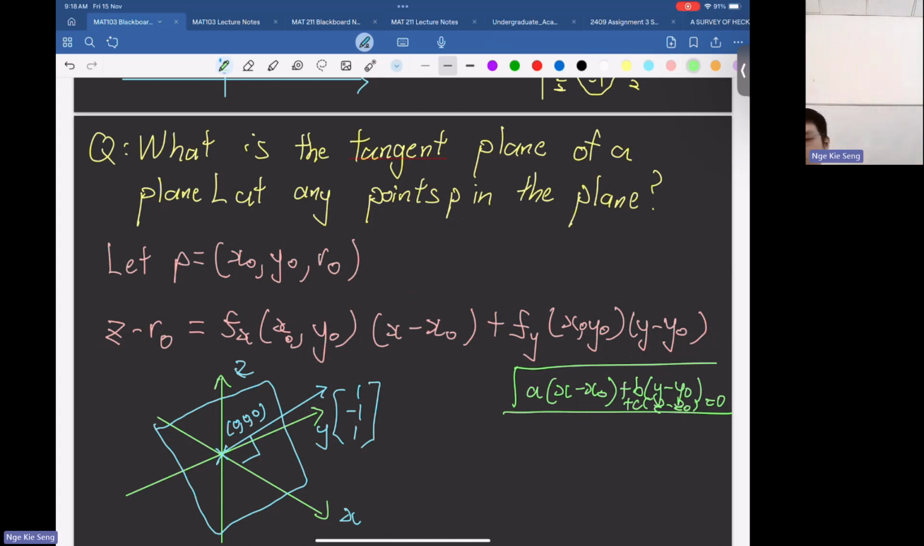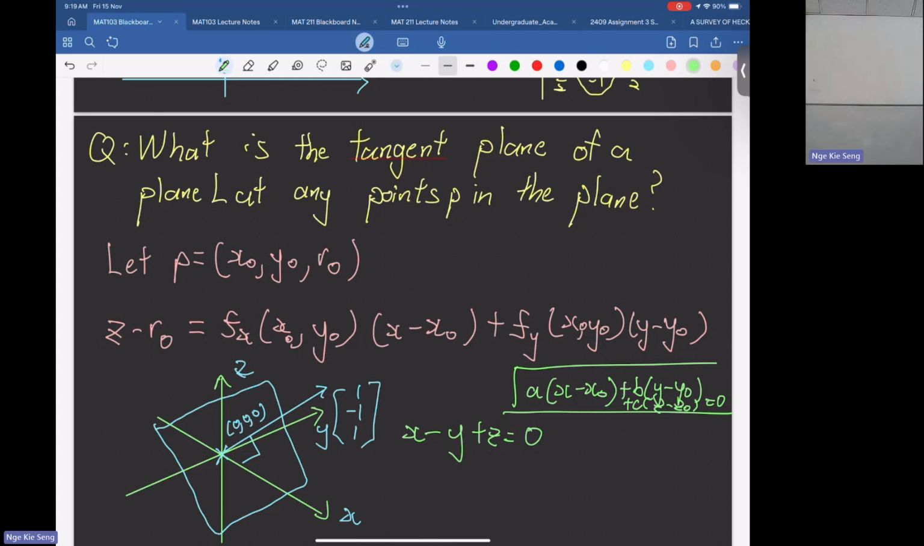So you just need to plug the coefficients in. These coefficients are exactly the normal vector. So what do you get? x minus y plus z equals 0. But now you see here is 0, but we need a function.